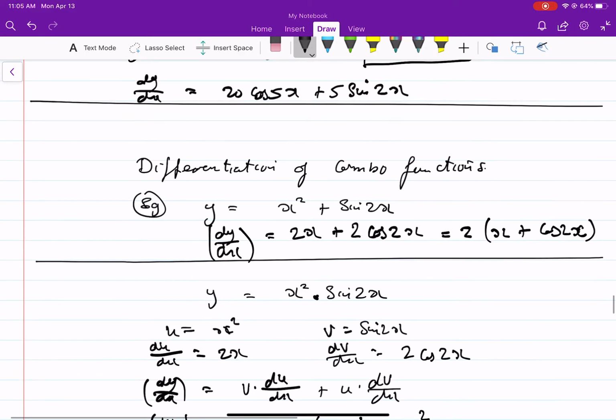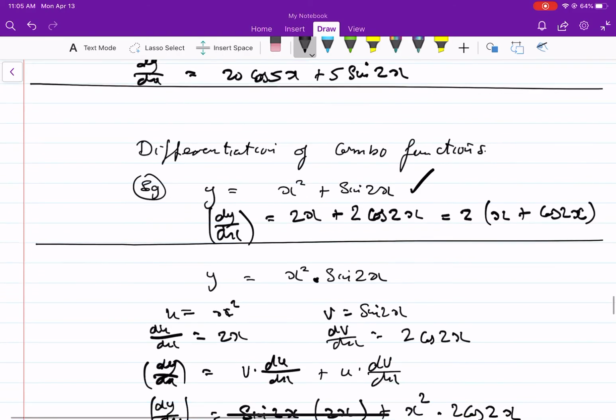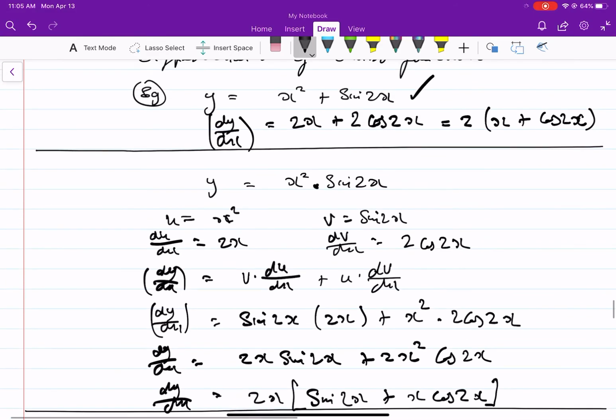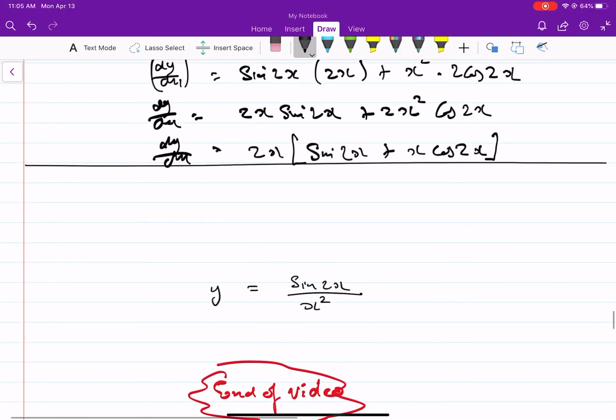The one before, this one here, yes, it was a combination of a polynomial and a trig function, but they were added together. So differentiation distributes over addition, not a problem. We applied it in that form. This was the same two parts, x squared and the sine 2x, except in this case we were multiplying the two. So it was the product of a polynomial and a trig function. And therefore the product rule was required.